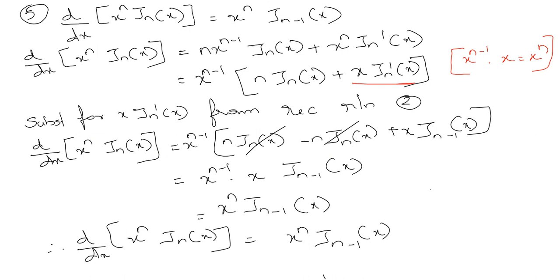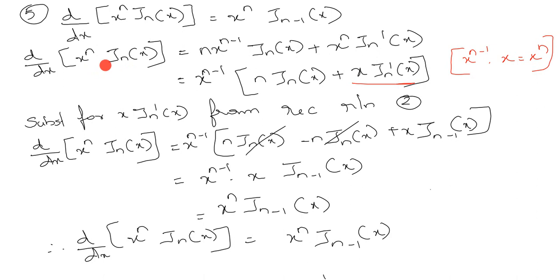The fifth recurrence relation is d by dx of x raised to n into Jn of x is equal to x raised to n into Jn minus 1 of x. In order to prove this relation, we are going to take the LHS, which is d by dx of x raised to n into Jn of x. Here there are two functions of x. We need to differentiate these two functions.